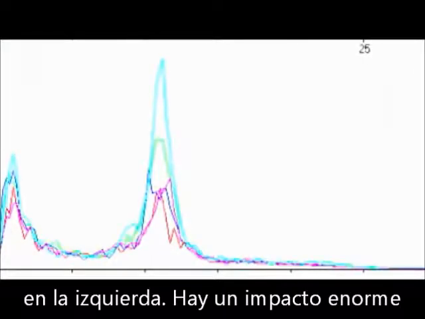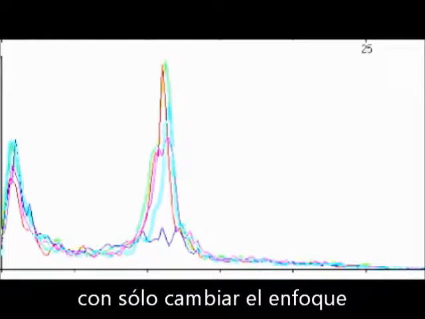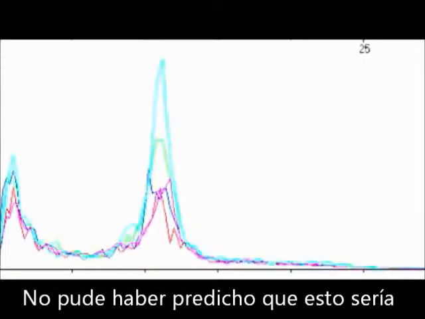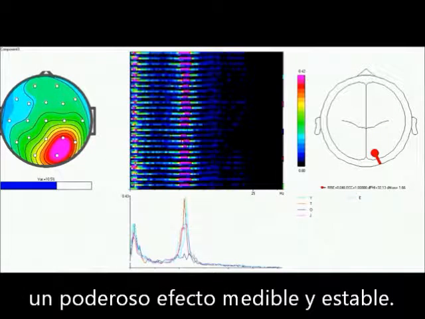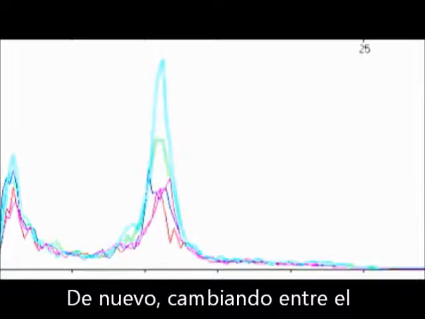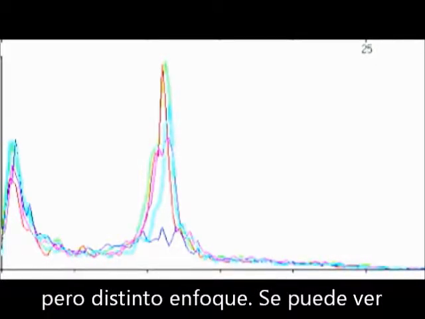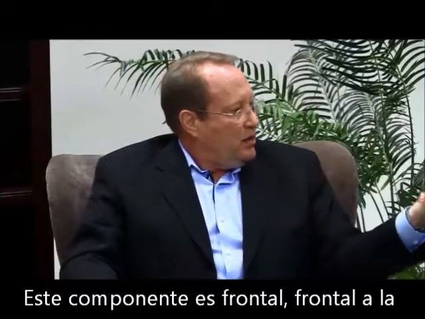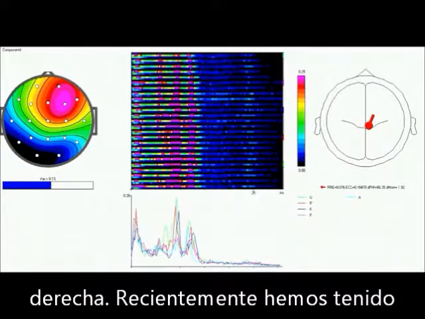There's a giant impact of just the shifting of your focus from the right brain to the left brain. And I would not have predicted that this would be a powerful, measurable, stable effect. Again, back and forth between the same component, but shifting your focus. And you can see the dance between the two sets of focuses there. This component is a frontal component, right frontal.